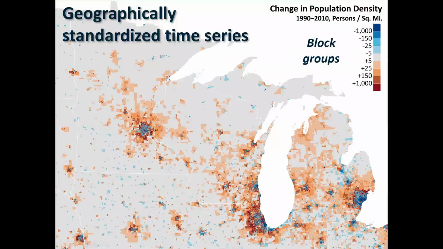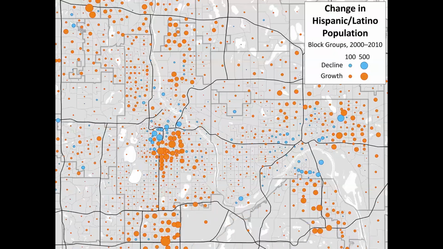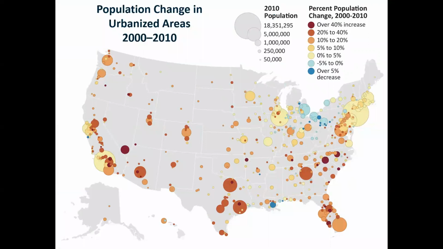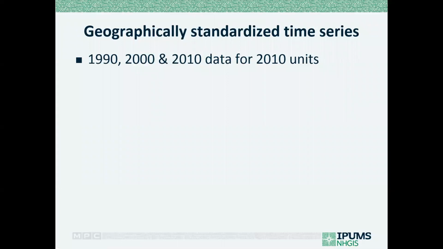Some examples of mapped geographically standardized data. Here's block groups, population density change between 1990 and 2010 in the upper Midwest. Here's change in Hispanic Latino population at the block group level in the Twin Cities, Minneapolis, St. Paul. Change in school age population. Here's an analysis at the urbanized area level, which we also have standardized data for. So you can see here areas that grew a great deal, areas that declined, and the size of the circles indicates the size of the urban area.